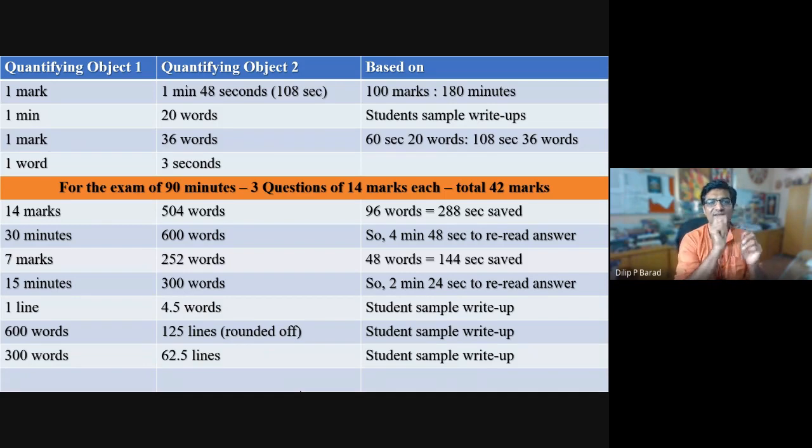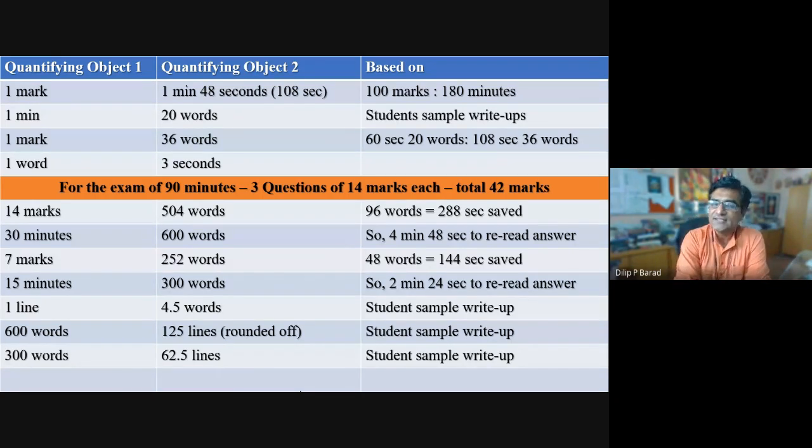We can try to see the connection between mark, minute, and word. The number of questions and time duration are different in various universities. Then your paper style also changed suddenly to 90 minutes, and you were supposed to write only 3 questions. So out of 5, it narrowed down to 3 questions only, and from 2.5 hours to 1.5 hours. Looking at these changing patterns, let us see that 1 mark is equal to this.